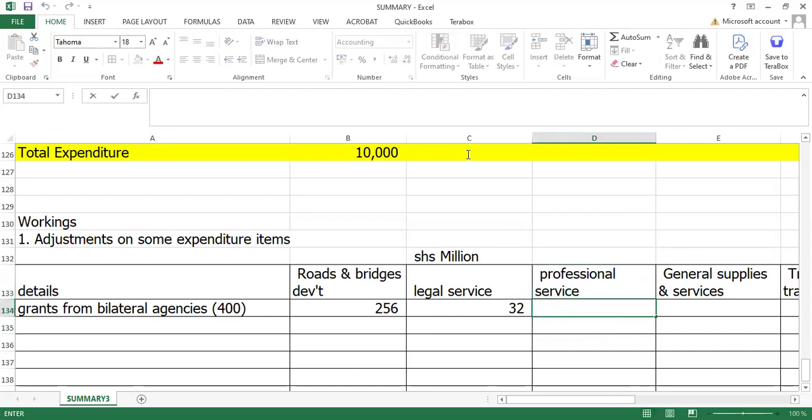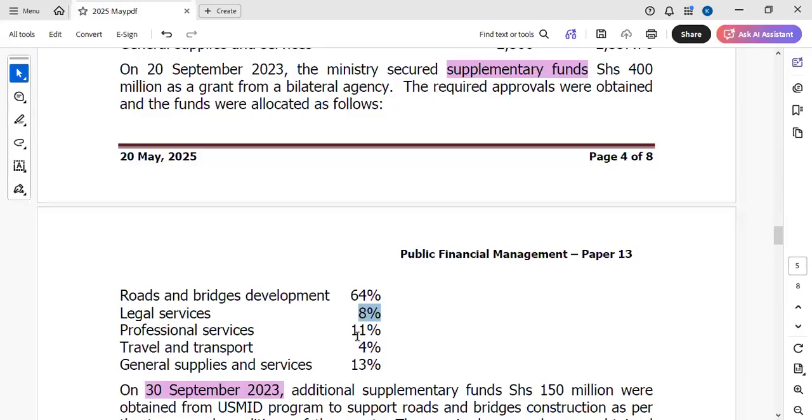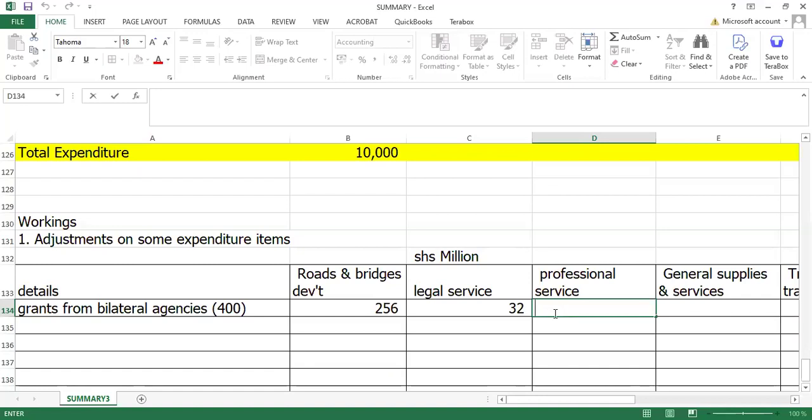Was it 11? Yes, 11%. So we get here 11% times 400. Then general supplies and services. What percent? 13%. So we get 13% times 400.